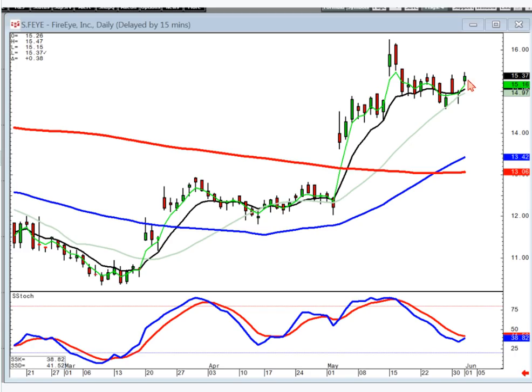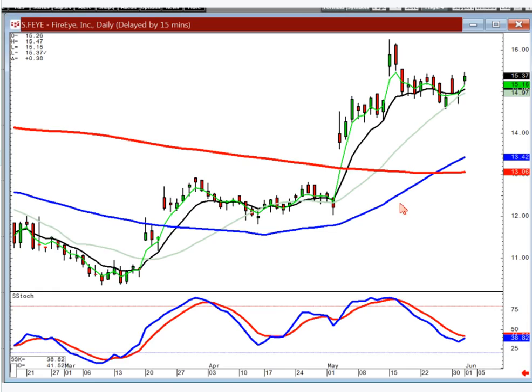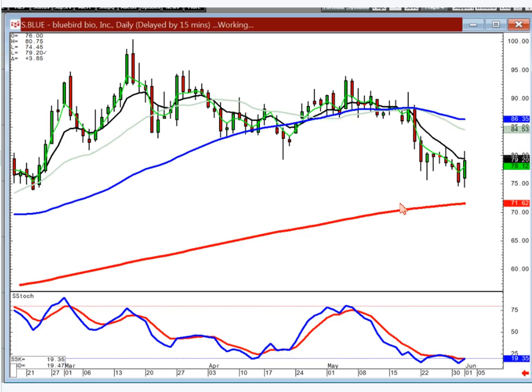FEYE, a little Morningstar type signal. You can buy this one on positive trading also. Blue, nothing here. Notice that today was not a reversal signal, just an up day. If you were short, I would have covered the short position on the close, but I wouldn't be going long.